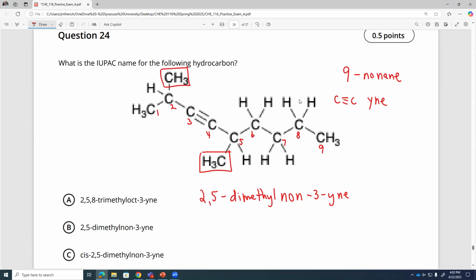The biggest mistake in naming alkynes, and I'm not sure where this comes from, is sometimes people will drop a carbon. They count this as 1 carbon, even though there's 2 carbons in that carbon-carbon triple bond. This is honestly the biggest mistake I see with these structures.